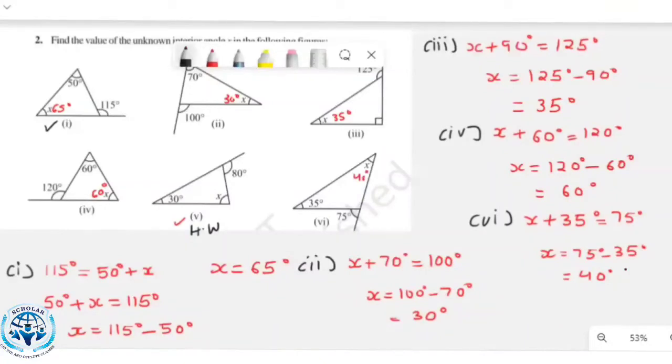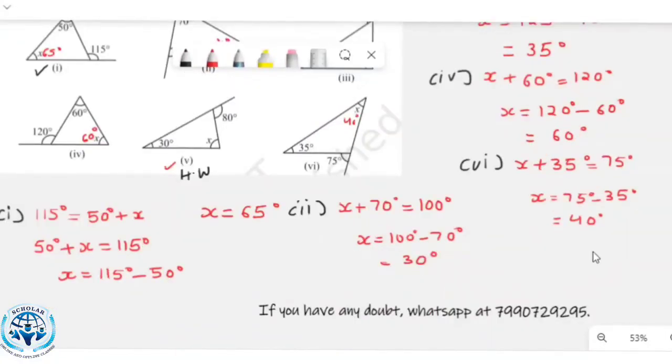Now this completes your exercise. If you have any queries, any doubt, any questions, you can connect me on the given number. Now we will proceed.